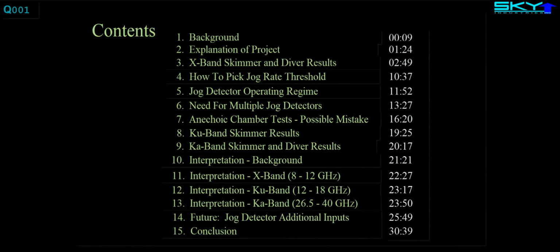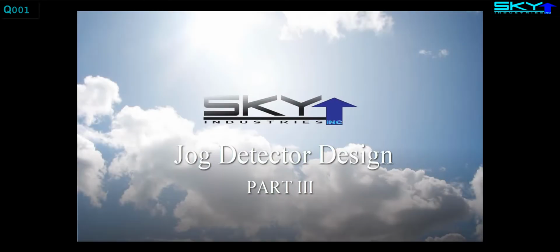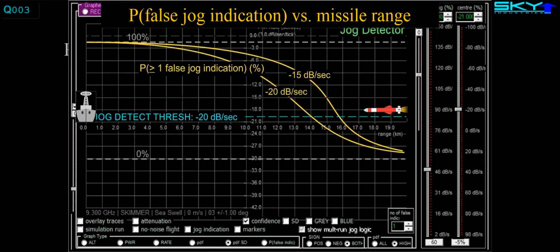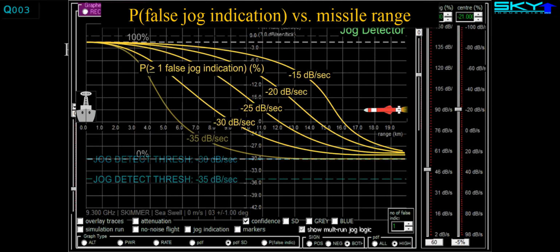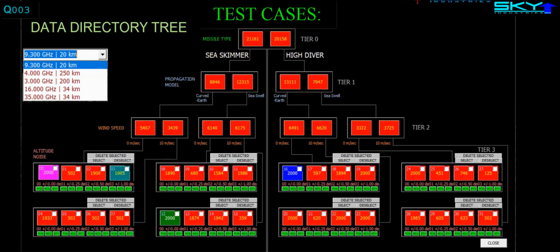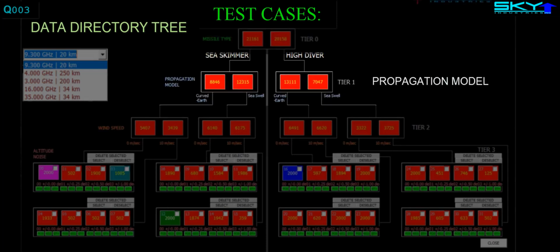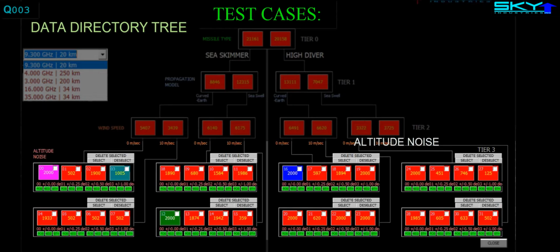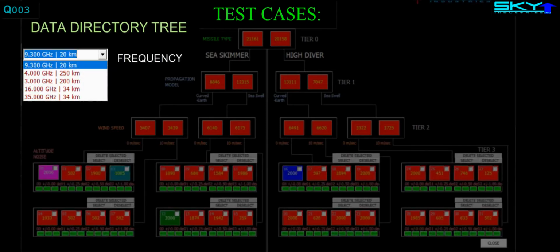This video is a continuation of the previous video, Jog Detector Design Part 2. The purpose of Part 3 is to present some results in the context of the jog detection problem as described in Part 2. Results in this video means graphs of probability of false jog indications as a function of missile range for various test cases described in Part 2. Test cases are defined by missile type, propagation model type, sea surface roughness, missile altitude noise, and frequency.